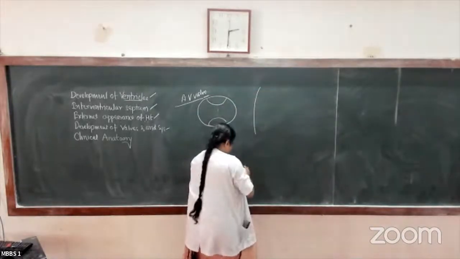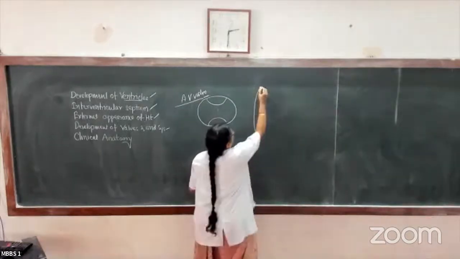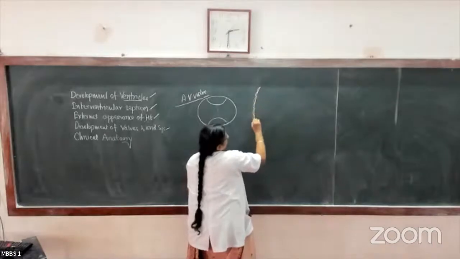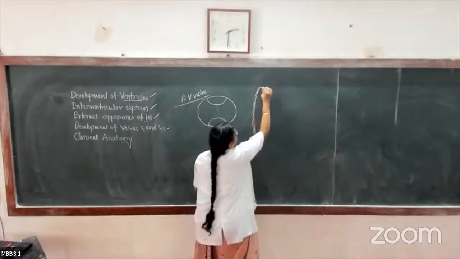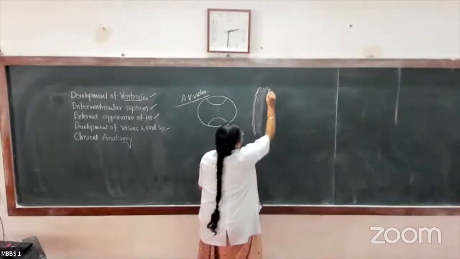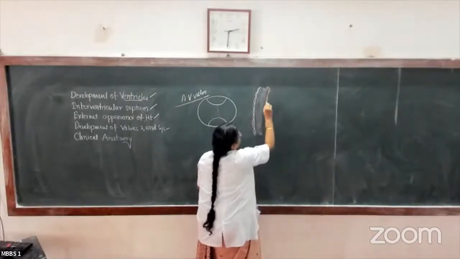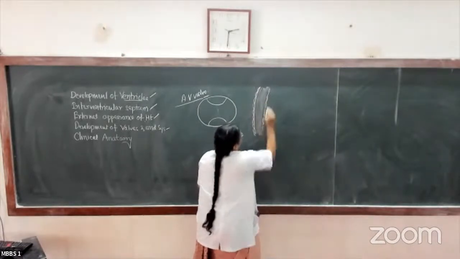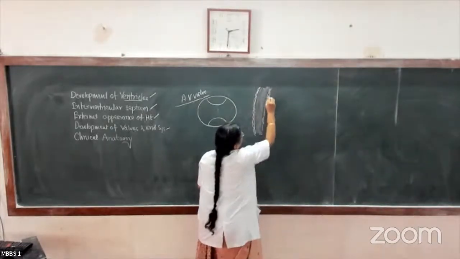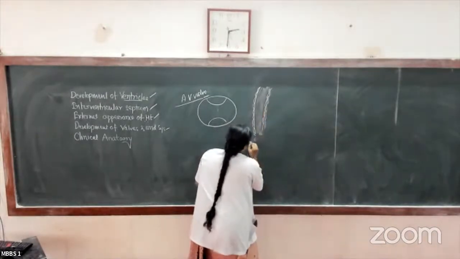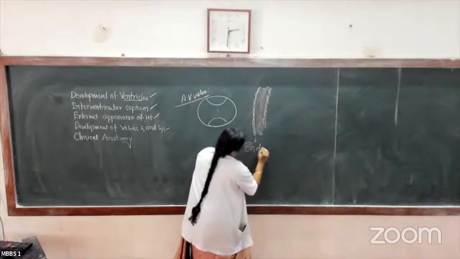Suppose this is the endothelium. Deep to this, you will get some connective tissue, and after that you will get the myocardium. So this is the myocardium, the myocardial cells, the muscle cells. So you should know that this is the endocardium.